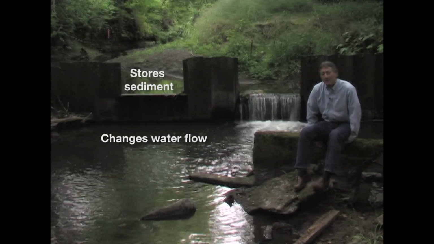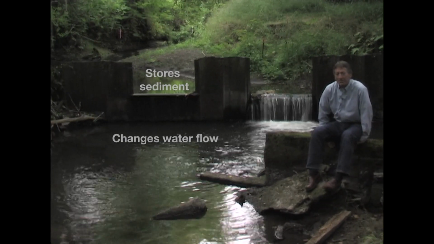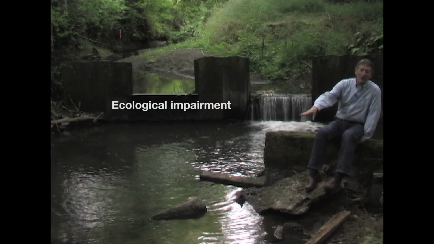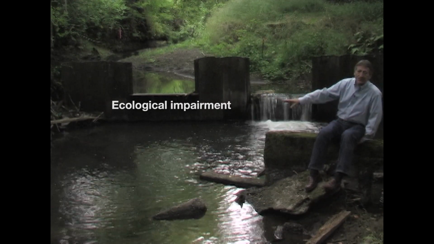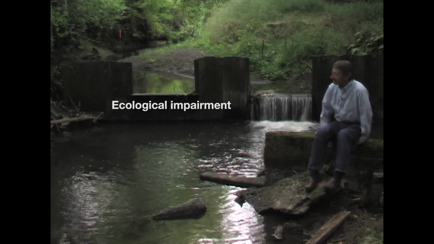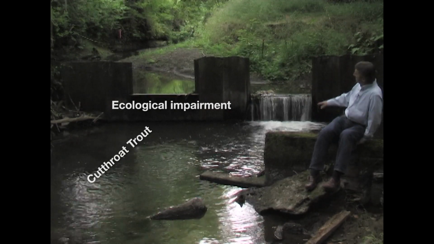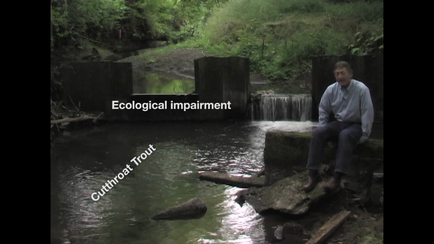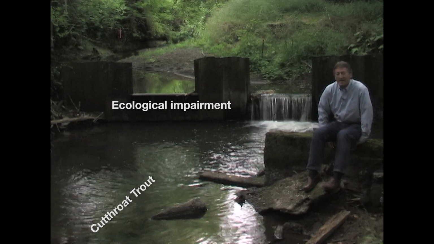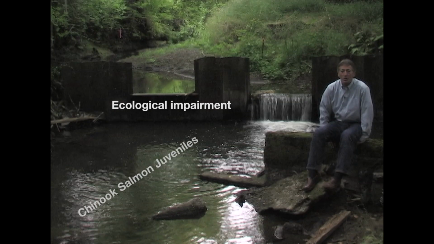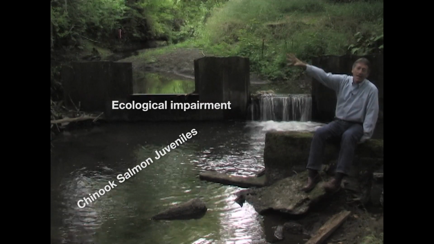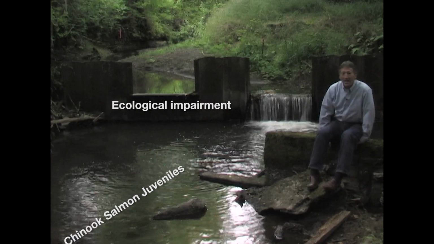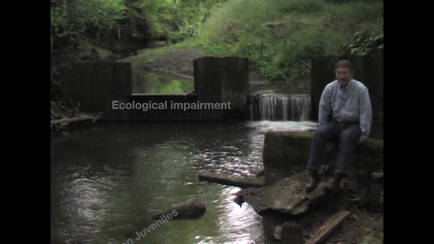Since the dam was built, the university realized that it was causing ecological impairment. Cutthroat trout are found throughout this stream basin, and this dam creates a barrier to their migration. As you can see right now, it would be very difficult for a cutthroat trout to get over this dam. In the spring, we also find Chinook salmon juveniles moving downstream the Willamette River and out of the Willamette River and holding in little tributaries like Oak Creek.